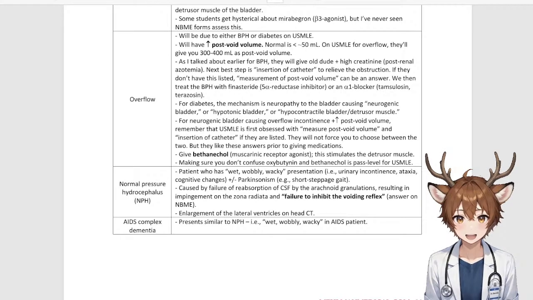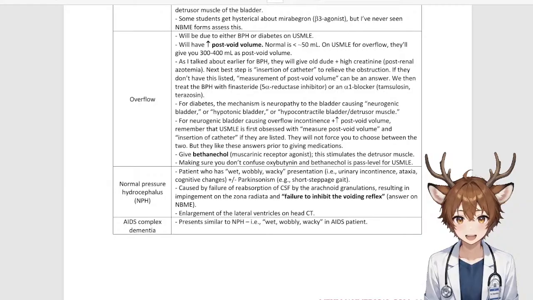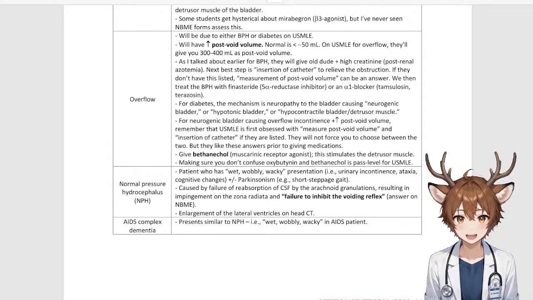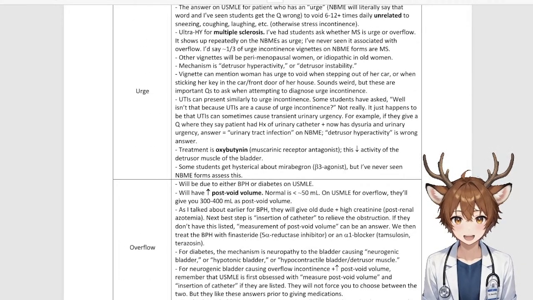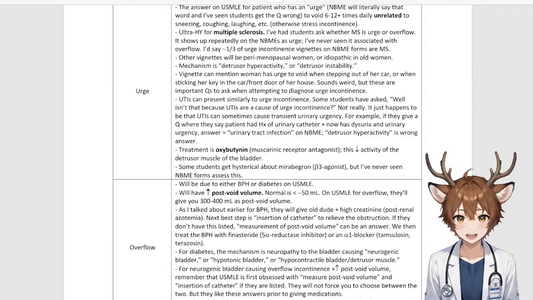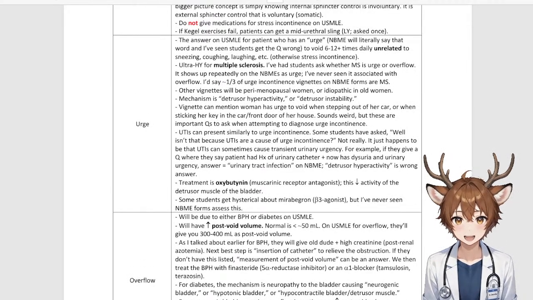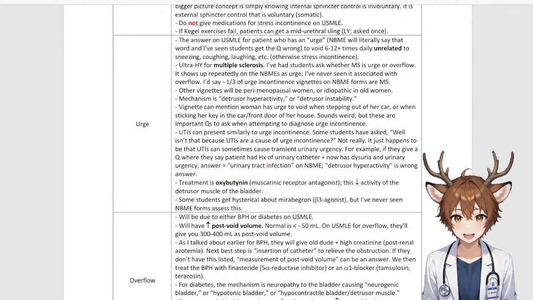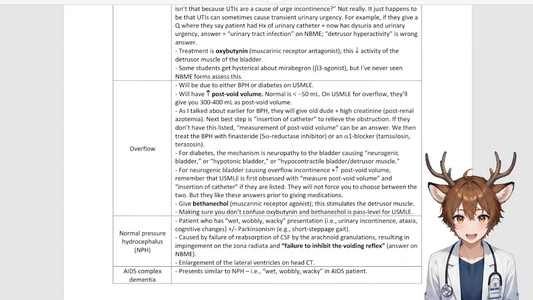Give bethanechol, a muscarinic receptor agonist. This stimulates the detrusor muscle. Make sure you don't confuse oxybutynin and bethanechol; this is pass level for USMLE. So just know that there's a difference between the two. We're talking about bethanechol here for overflow incontinence. We use oxybutynin, a muscarinic receptor antagonist, for decreasing the activity of the detrusor muscle for urge incontinence. So it's a different situation. Urge incontinence: oxybutynin to reduce the activity of the detrusor muscle. Overflow incontinence: bethanechol to increase the activity of the detrusor muscle.